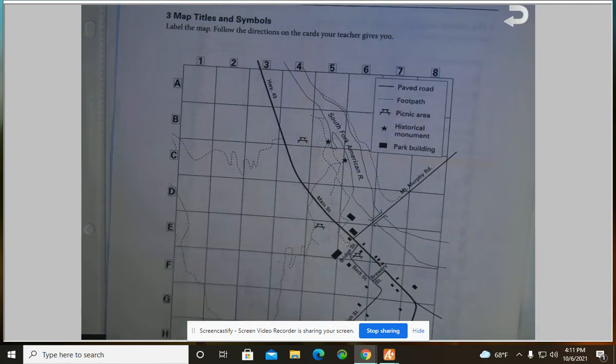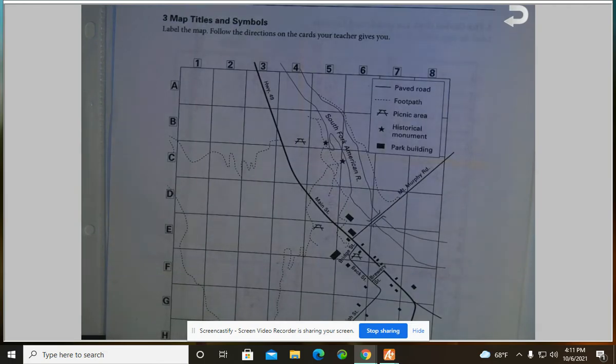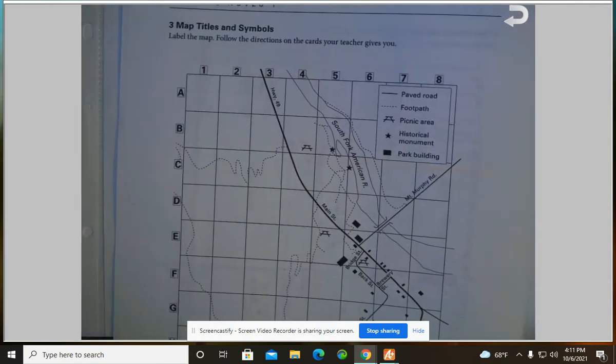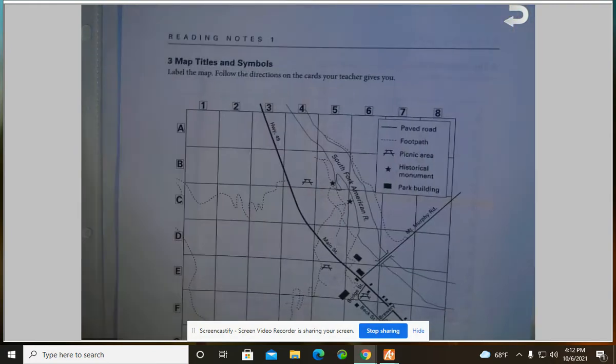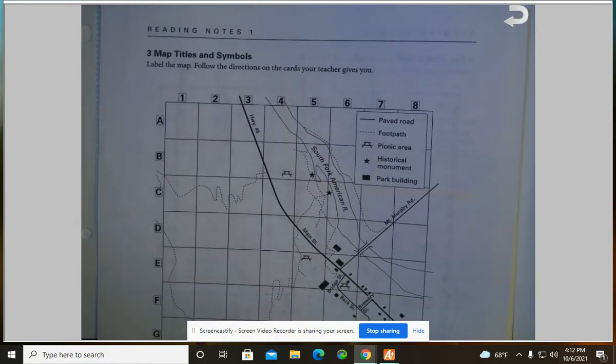We are now working on map titles and symbols, which is page 2 in your packet, using the phase 1 cards from the phase packet, which is our pages 8 and 9, and then page 2 in the black folder. So we'll be using the black folder in order to answer the questions and then answer them on our packet paper. So number 1 for this is to write the map's title in the northwest corner above the map.